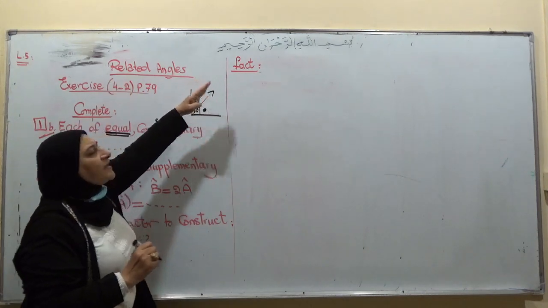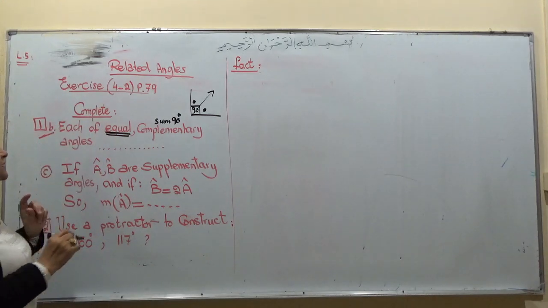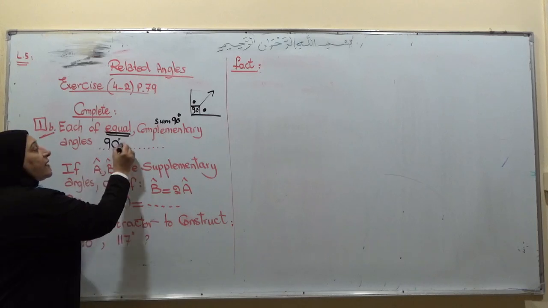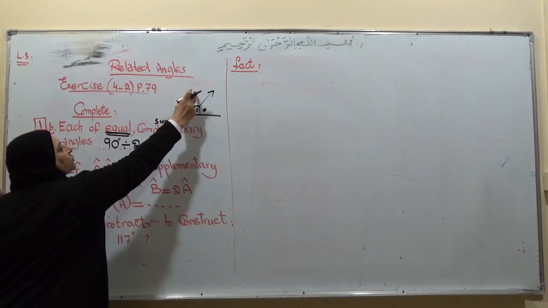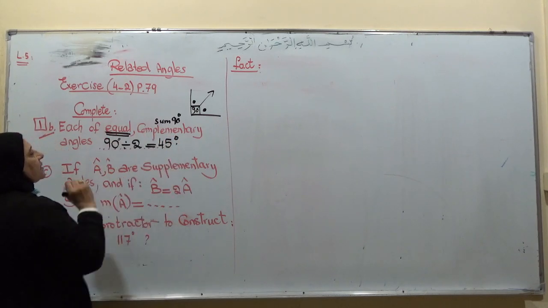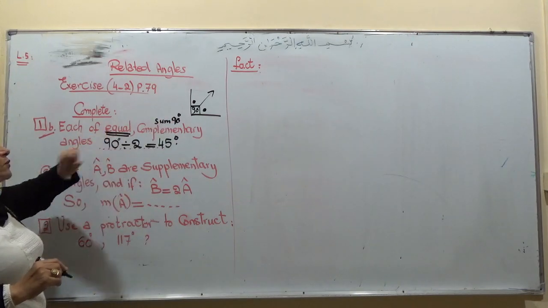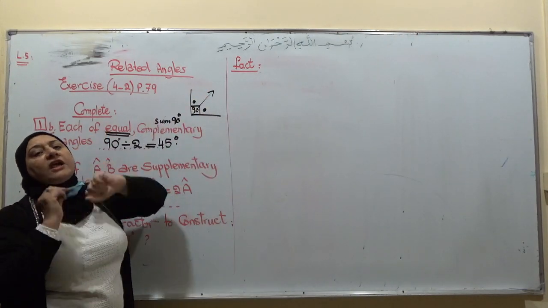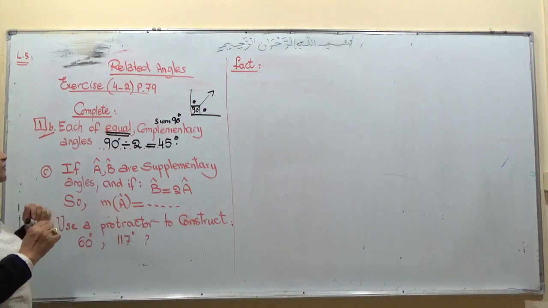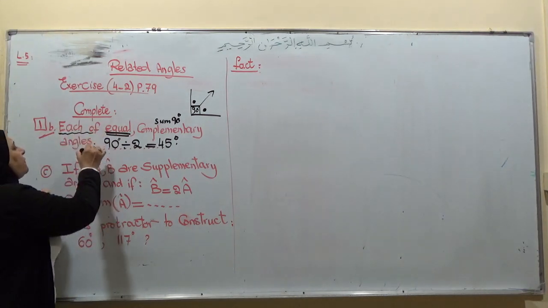So you can divide the 90 into two equal parts. 90 degrees divided into two equal parts is 45 degrees. If two angles are complementary and they are equal in measure, we divide the 90 into two equal parts, 45 and 45 is each of them.